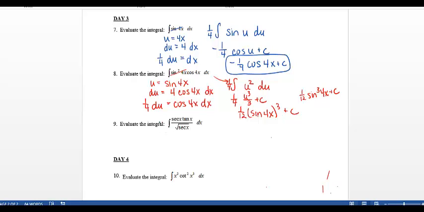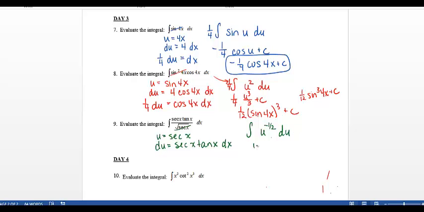The last one for day 3, I would want my u to be secant x. The reason for that is because the derivative of secant x is secant x tangent x. So when I rewrite this, it ends up being u to the negative 1/2. I need secant x tangent x dx. I have exactly that by putting a du.